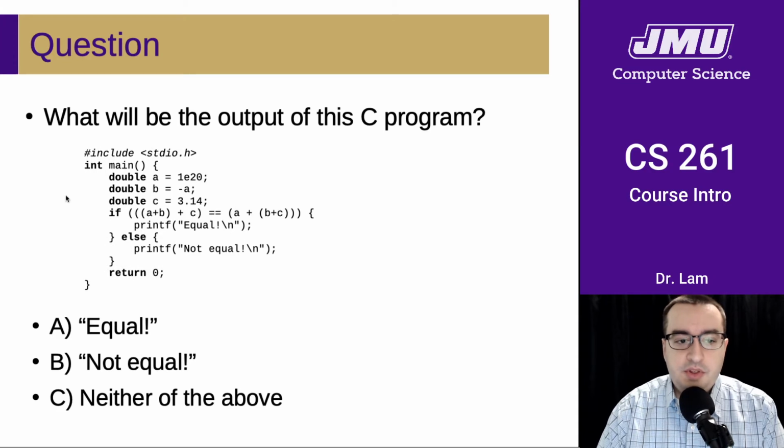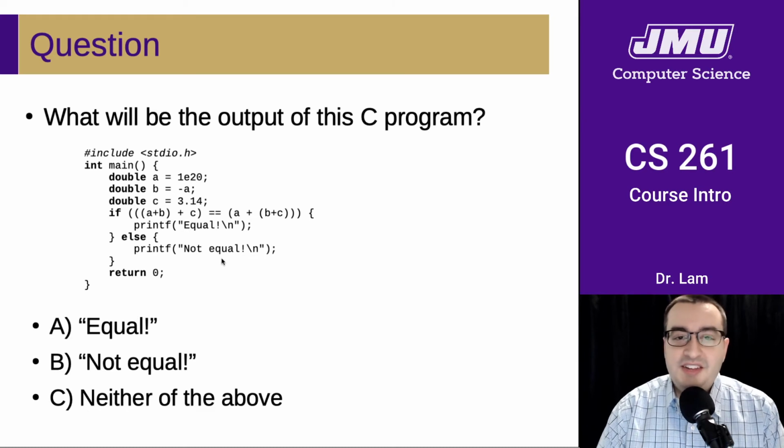Here's another example. This is a program that uses floating point numbers. You may have learned about double and float as floating point data types in Java, and it's the same in C. We have A, B, and C as three different variables. A is a very large number. B is the negation of that very large number. And C is an approximation of pi. This program adds together A, B, and C. On the left, we do A plus B first, and then we add C. On the right, we do B plus C first, and then we add A. If those are the same, we print equal. Otherwise, we print not equal.